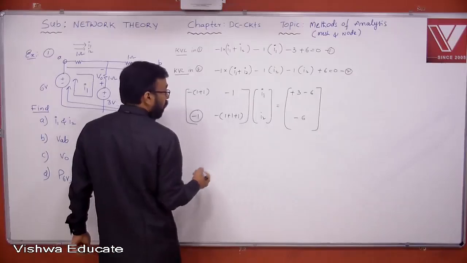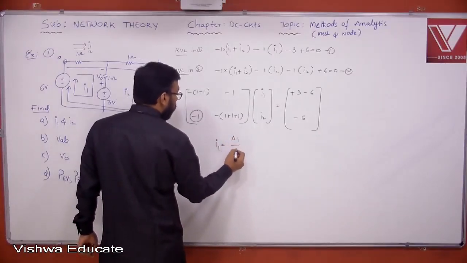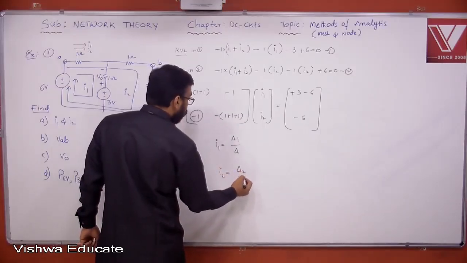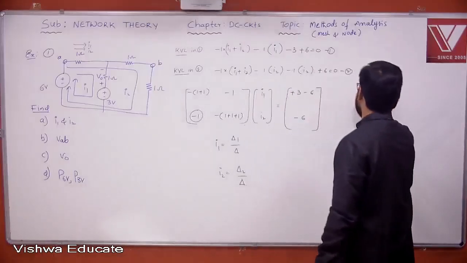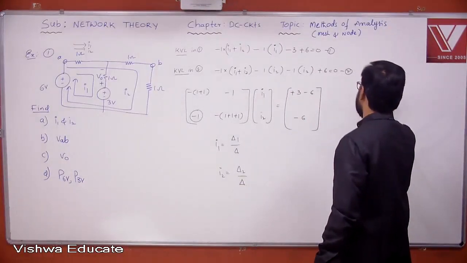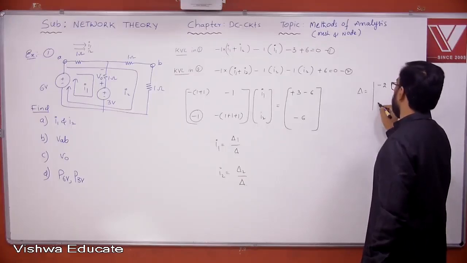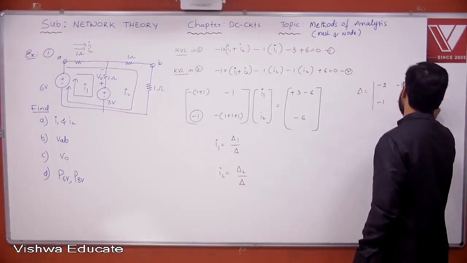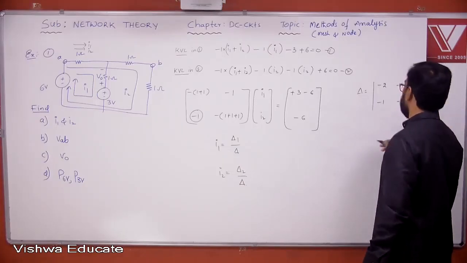Okay. Then from this you can understand I1 is equal to delta 1 by delta, and I2 is equal to delta 2 by delta. That's it. So what is delta here? Delta is minus 2, minus 1, minus 1, minus 3. 6 minus 1, it is 5.